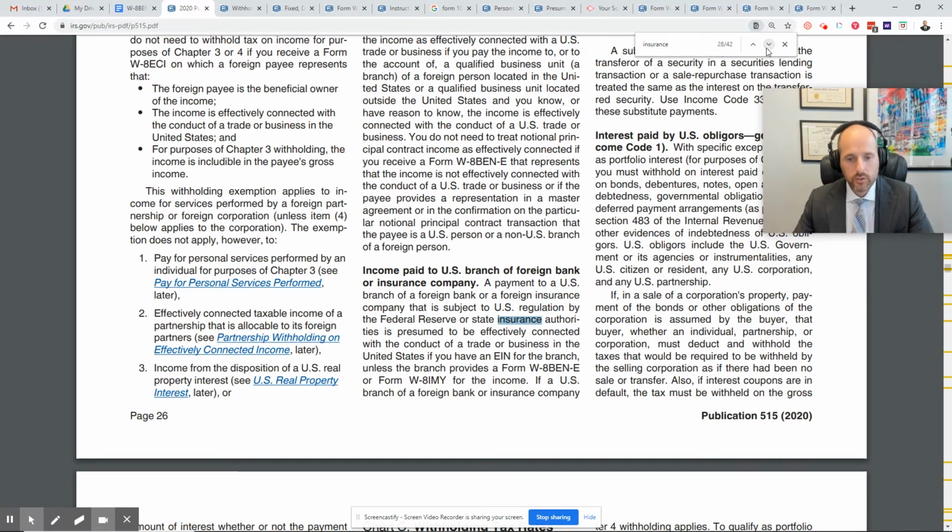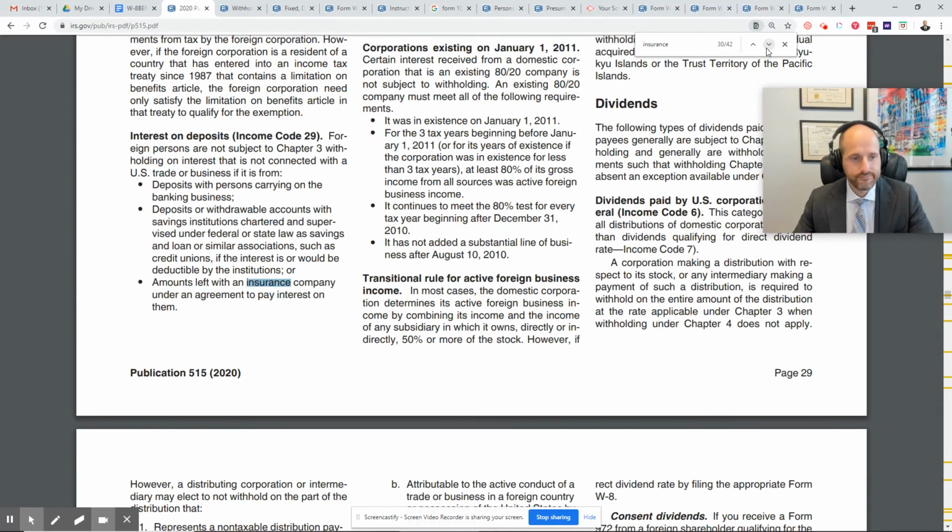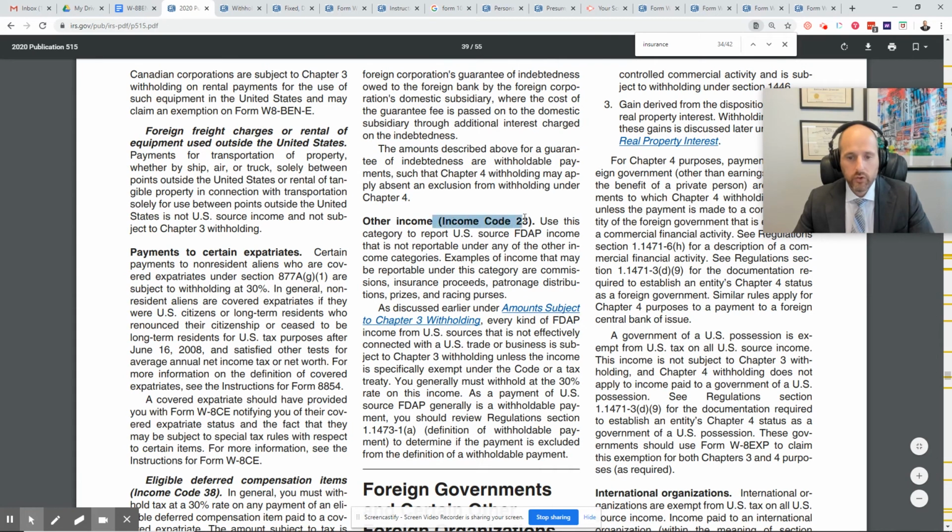income paid to U.S. branch of a foreign insurance company. Other income, income code 23. Use this category to report U.S. source FDAP income that is not reportable under any of the other income categories. As discussed earlier, amounts subject to withholding: every kind of FDAP income from U.S. sources that is not effectively connected with a U.S. trade or business is subject to Chapter 3 withholding. And that's withholding of 30%.